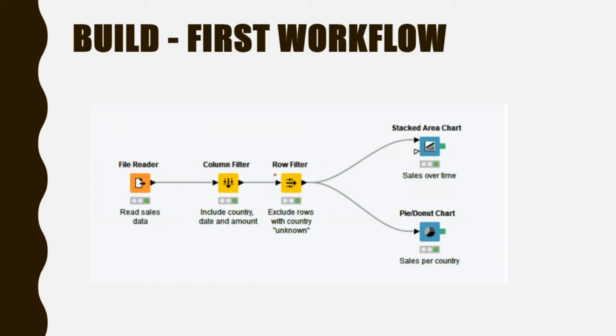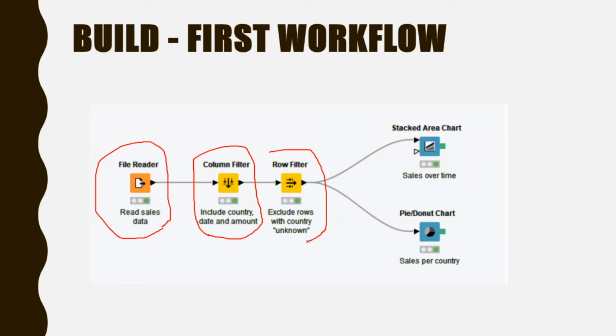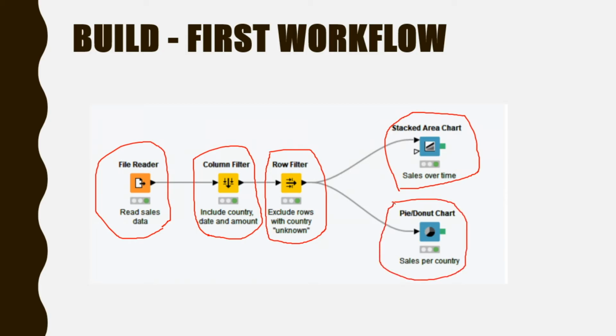This is a sample flow we are going to create. We are going to insert a CSV file reader as the first node, followed by a column filter node, and then we are going to include a row filter node. Finally, we are going to visualize the output using two charts called the stacked area chart and the pie donut chart. This is the output visualization where we are going to see this sales analytics.